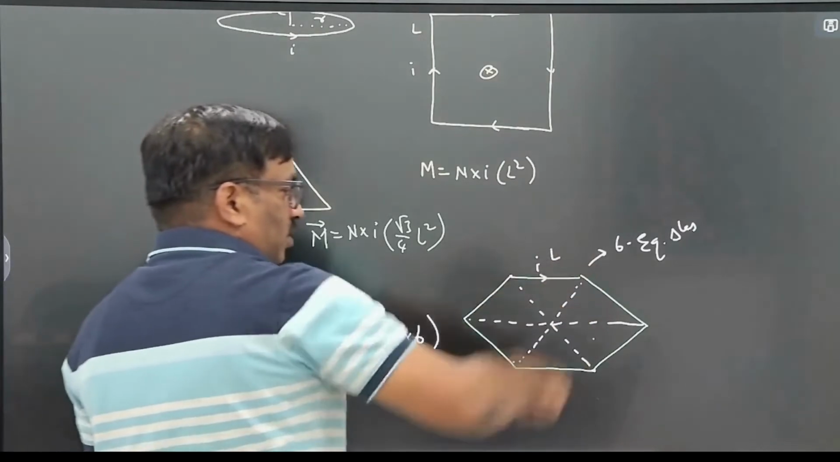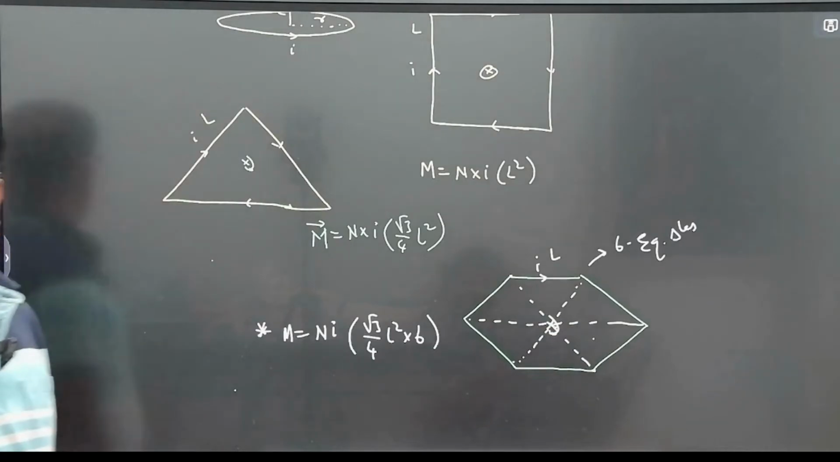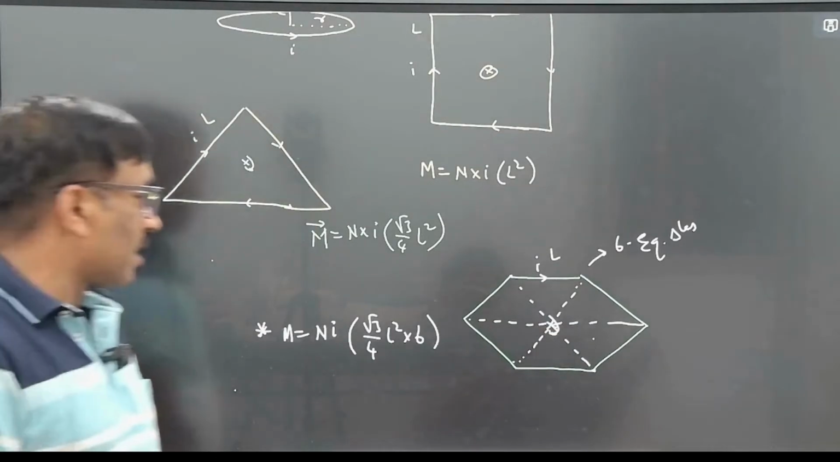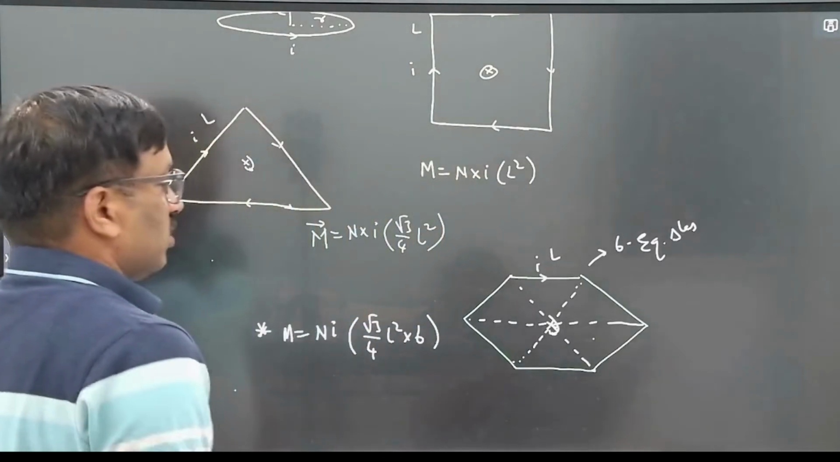What will be the direction now? The direction is into the plane of this one now. Clear? So like this you can calculate the magnetic moment of different combinations, right?